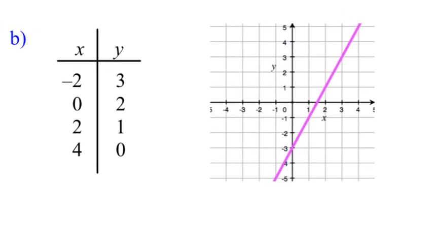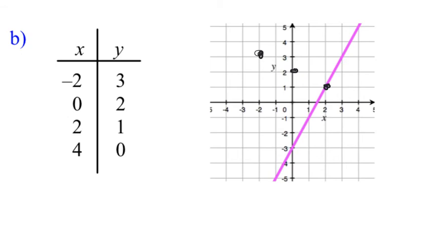So we're going to plot the points negative 2, 3. So there's that one. You know what, let me just make this a little bit bigger here. Okay, let's try that now. So there we are. And 0, 2. So there's that one. And 2, 1. And oh, hey, wait. 2, 1.